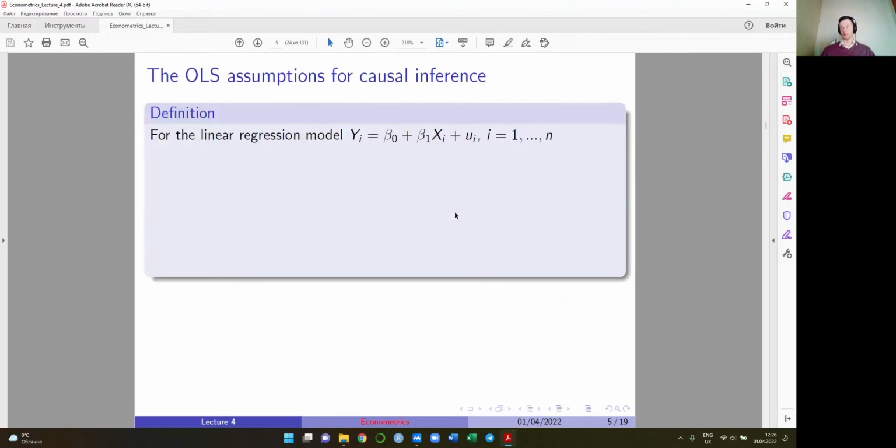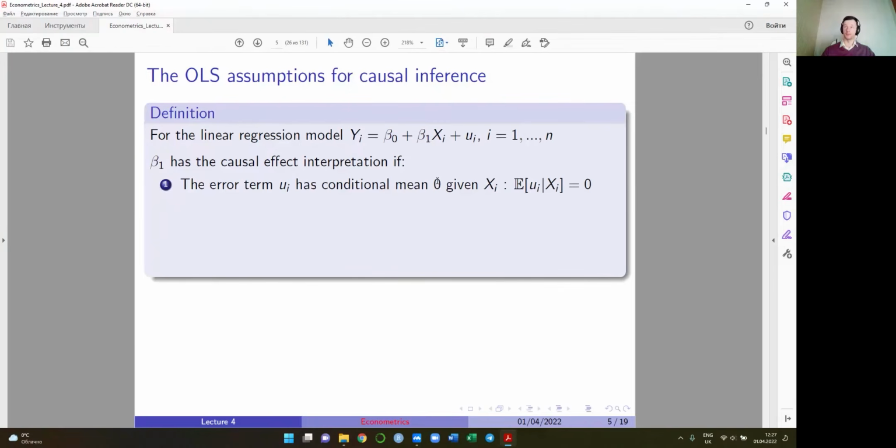So what are these assumptions? If you have a linear regression model, we can give beta 1 the causal effect interpretation if, first of all, the error term has conditional mean 0 given x. So mathematically it's this. Practically, we will discuss it a bit later, and this is the most important assumption in this sense.